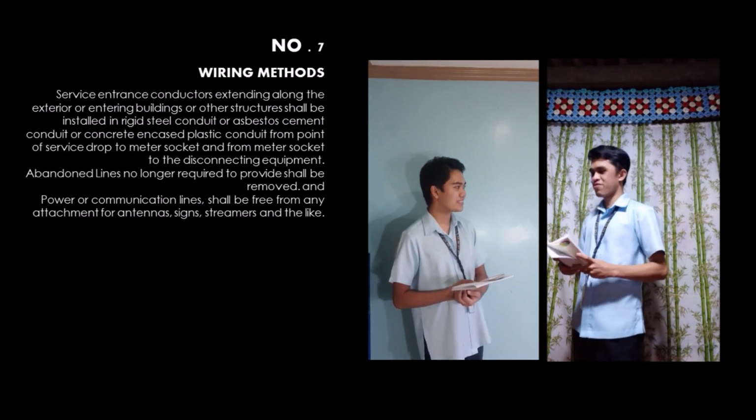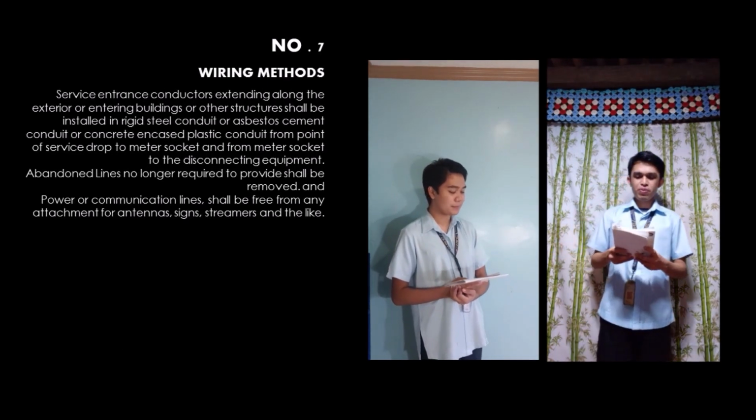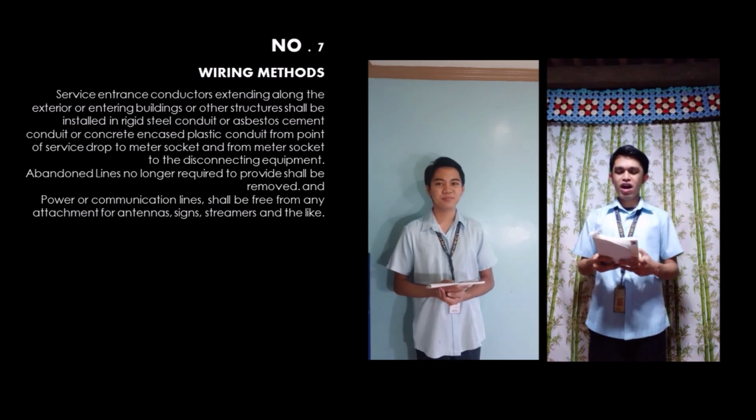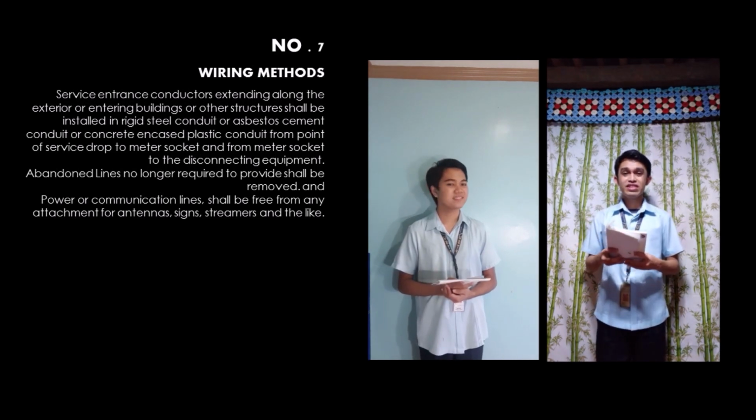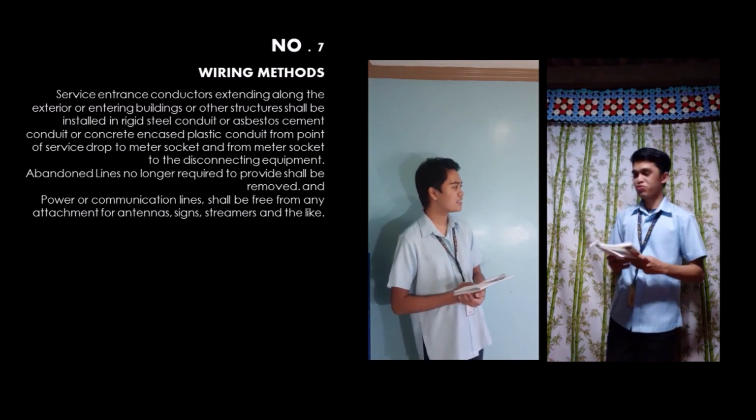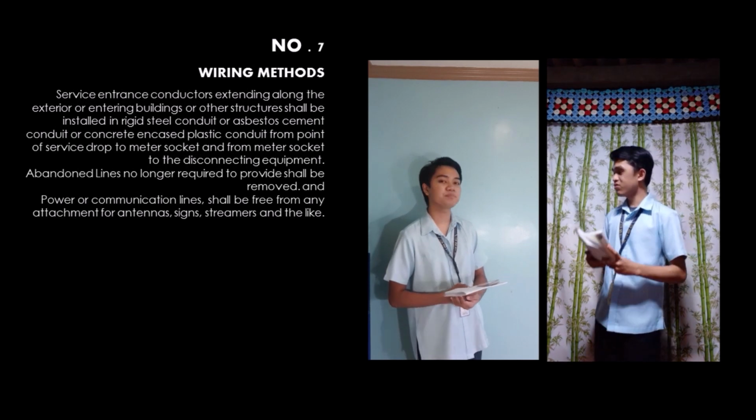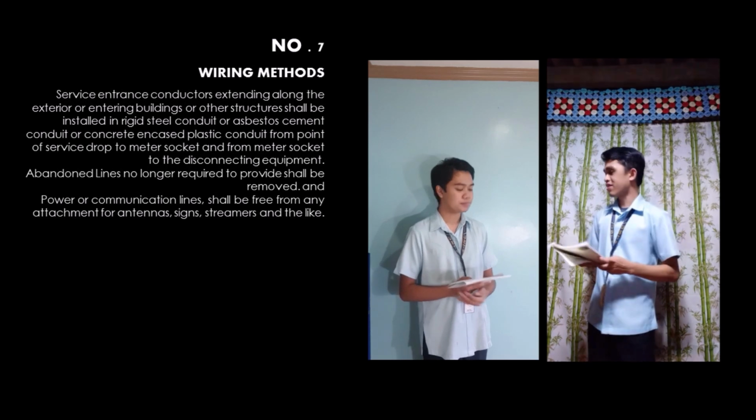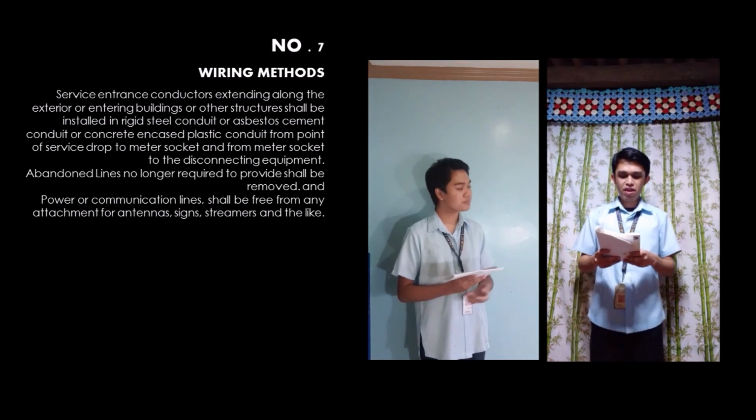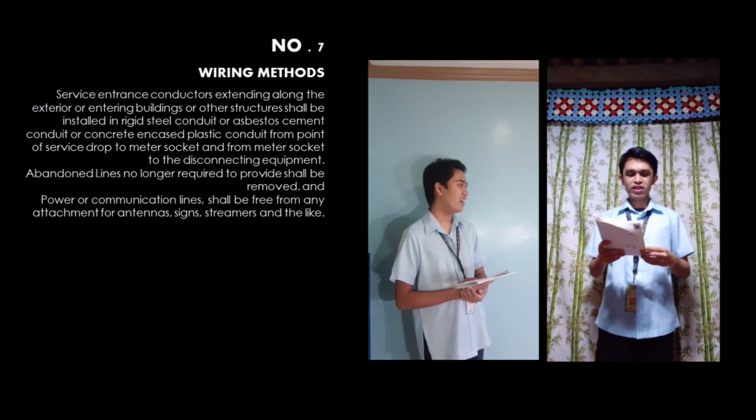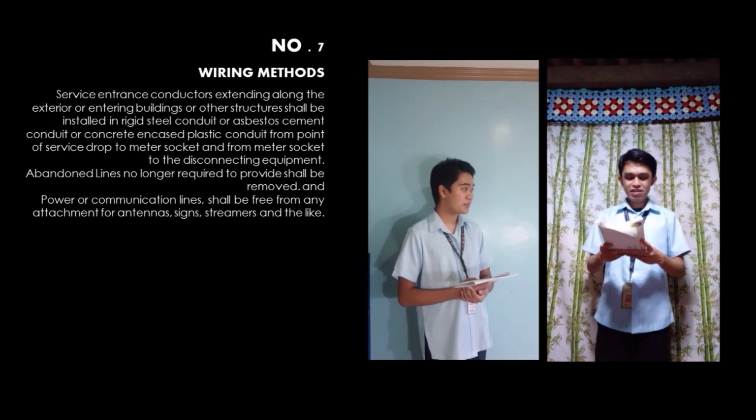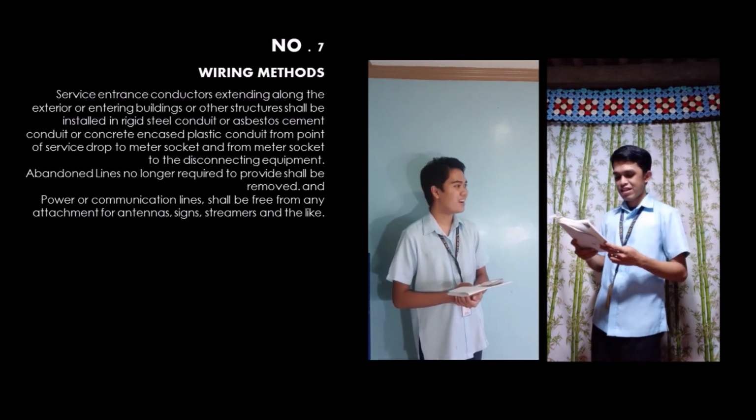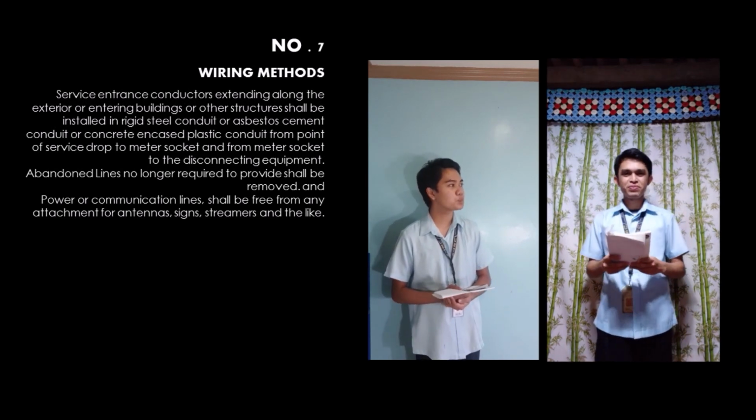Let's proceed to rule number 7. Wiring methods. Service entrance conductors extending along the exterior or entering buildings or other structures shall be installed in rigid steel conduits or asbestos cement conduits or concrete encased plastic conduits from point of service drop to meter socket and from meter socket to the disconnecting equipment. Abandoned lines no longer required to provide service shall be removed. And lastly, power communication lines shall be free from any attachment for antennas, signs, streamers, and the like.